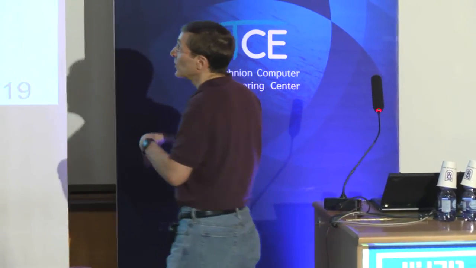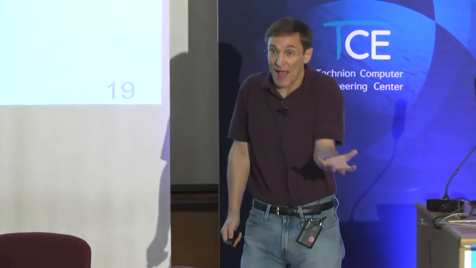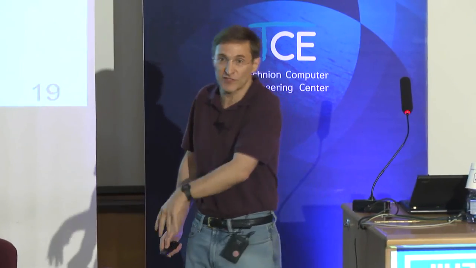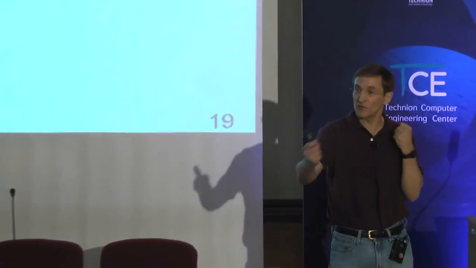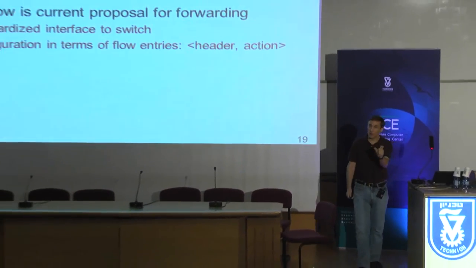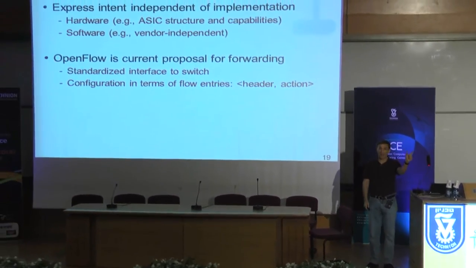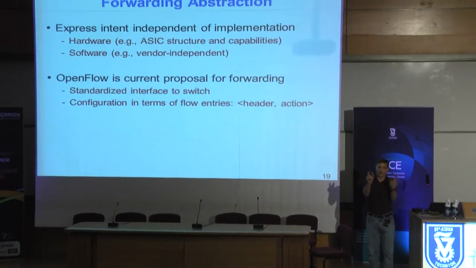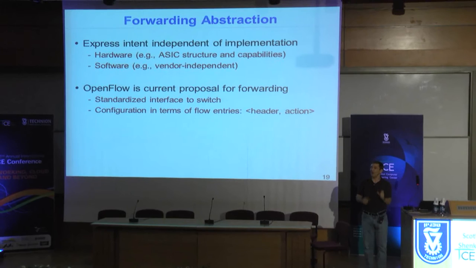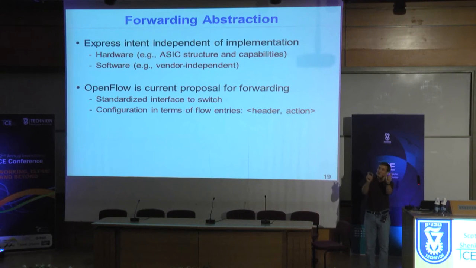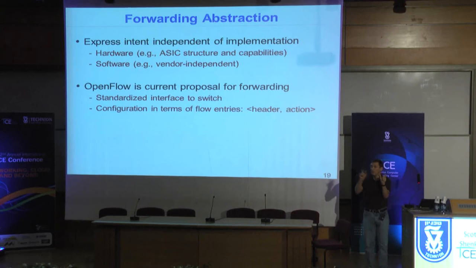So for the forwarding abstraction, the whole idea is you want to hide the details. You want to express your intent of what you want to have happen to packets without worrying about whether it's a Juniper box or a Cisco box or what ASIC they've got. OpenFlow is the current proposal to do that. All you need to know about OpenFlow is that it's sort of a standard interface to a switch so that you can access the switch and store flow entries. And the flow entries are in the form of a packet header template and an action. It says if the packet matches this template, do this action. So like if this is its destination address, then drop it or forward it out this port or something.